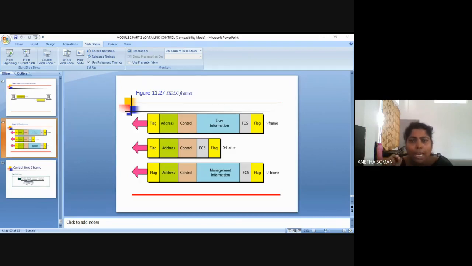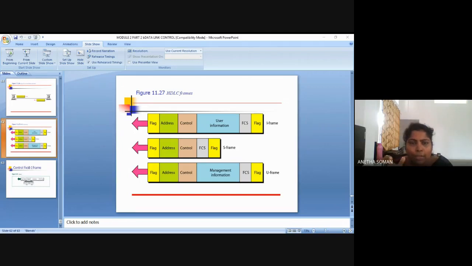Now, what about the address field? I'm talking about the I frames now, but for all the frames the similar information is there. So in the I frame, what does the address field contain? The second field is called the address field. It contains the address of the secondary station. If the primary station has created the frame, then the address is the to address. If the secondary creates the frame, it consists of the from address.